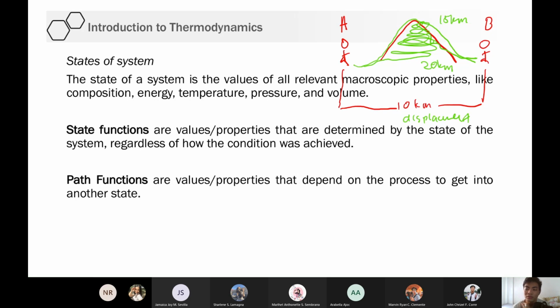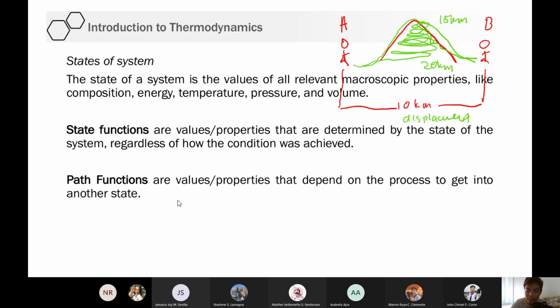So, mapapansin niyo, yung distance ay path function. Depende sa ginawa mo yung value mo. Pero pag state function, wala siyang pake kung ano ginawa mo. Basta alam niya, ang initial at yung final state ay 10 kilometers. Basta 10 yung difference nun. Pero yung ginawa mo to reach that final point is the path function.